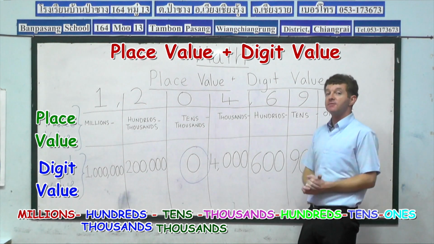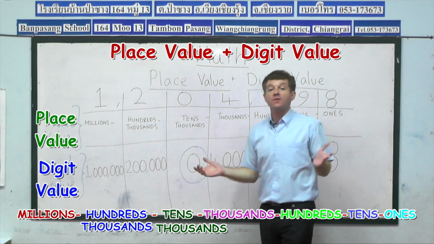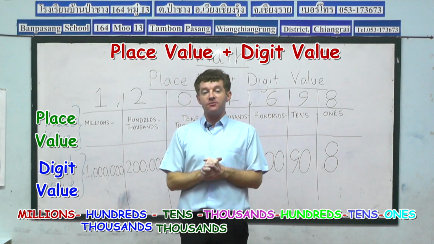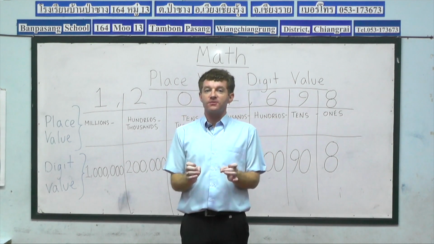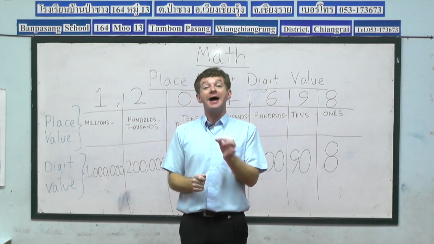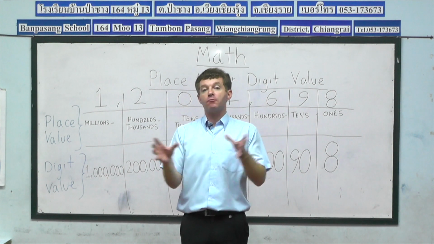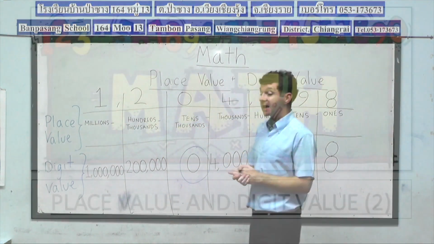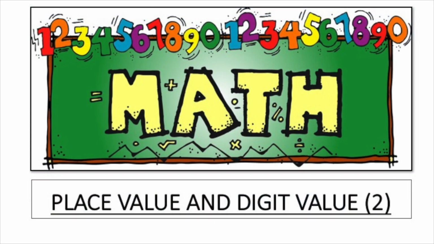So what we're going to do now is have a look at a PowerPoint presentation for our students to understand 0 as a placeholder and how it relates to the other numbers. So let's take a look at the TV screen, guys. So let's take a look at our PowerPoint presentation about place value and digit value, lesson 2.